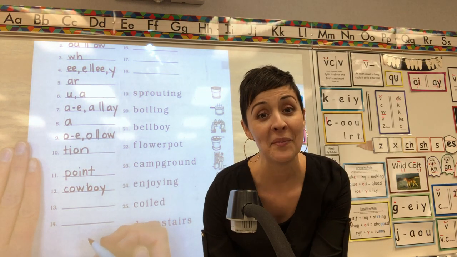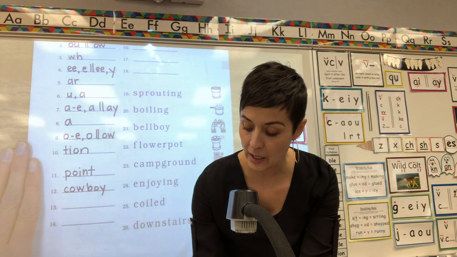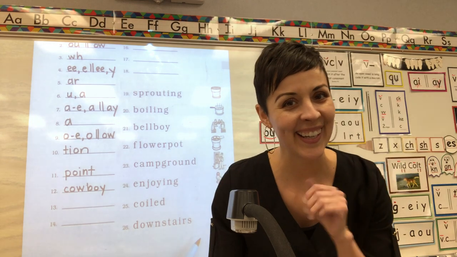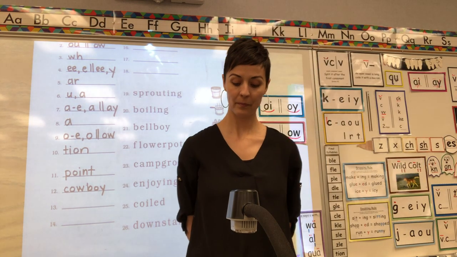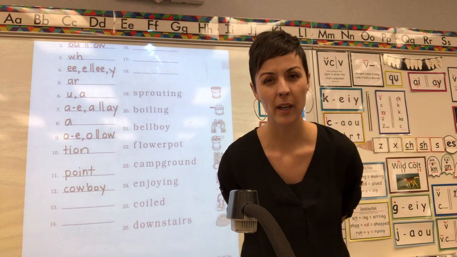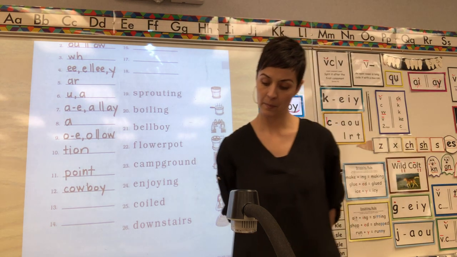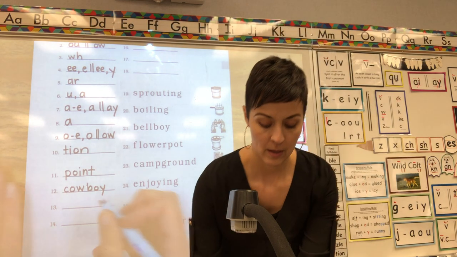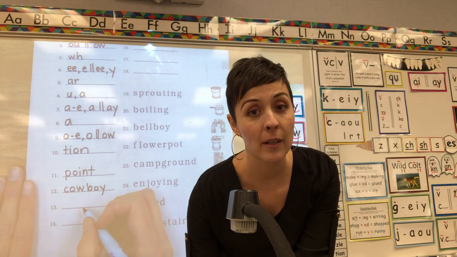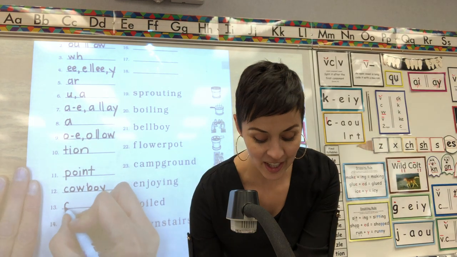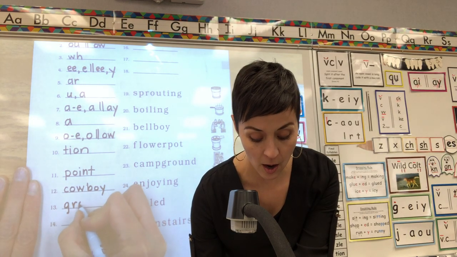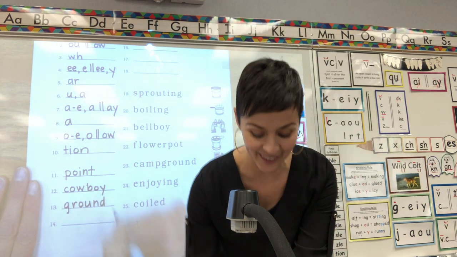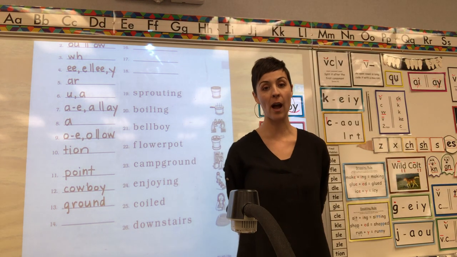If not, fix it. Number 13, spell for me the word ground. What word? Ground. Like you stand on the ground. Okay, will you spell ground starting G? Ready? G-R-O-U-N-D. Good work. O-U says ow in ground.